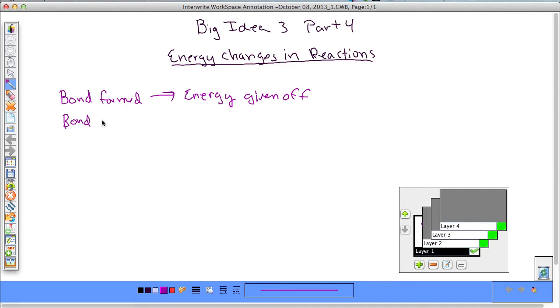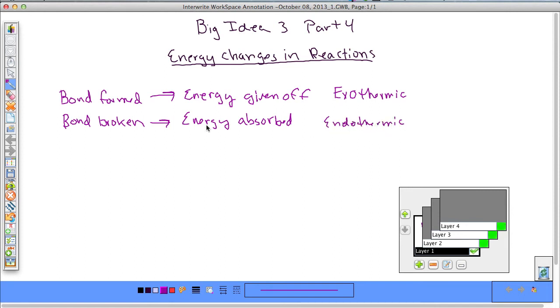So let's say bonds are broken. Then energy is absorbed. Another way to say this, which is often what we use in chemistry, is the idea of exothermic and endothermic. So this one would be what we call exothermic, and then below here would be what we call endothermic.